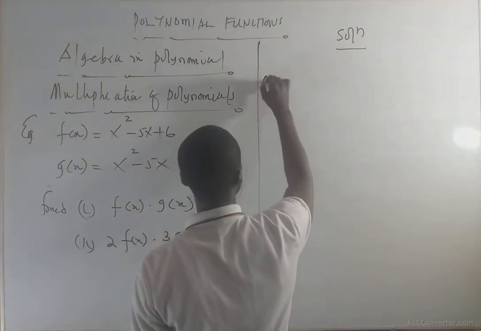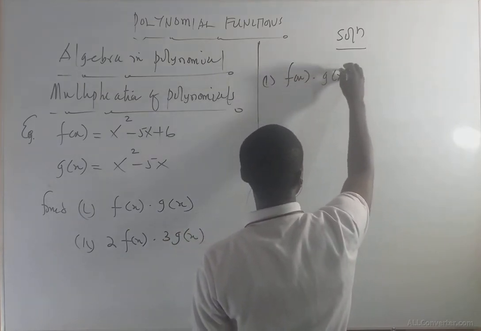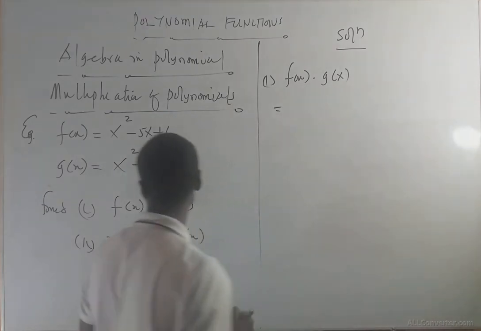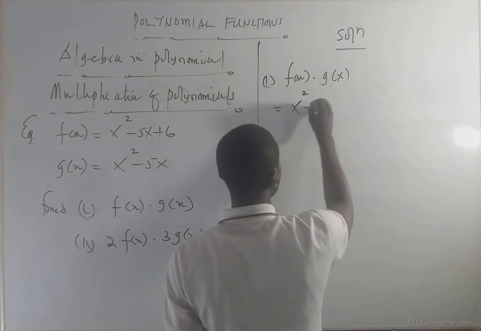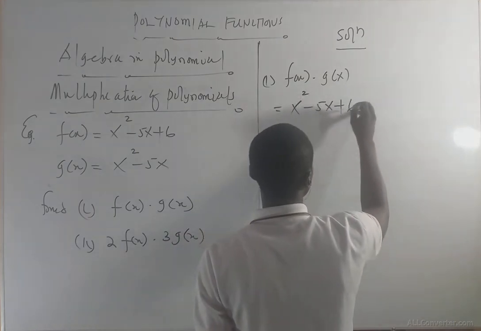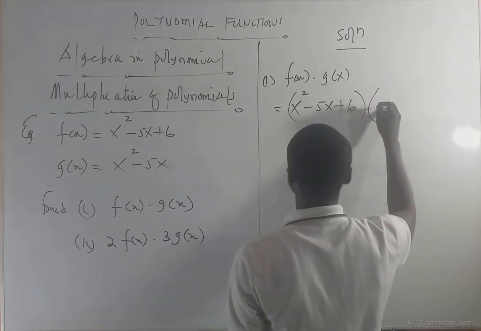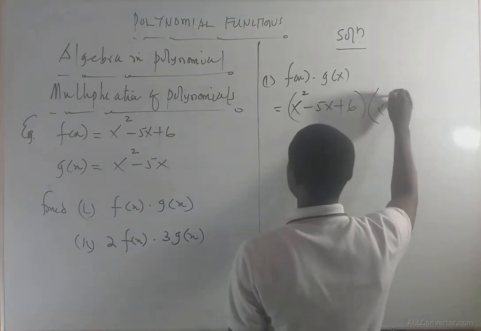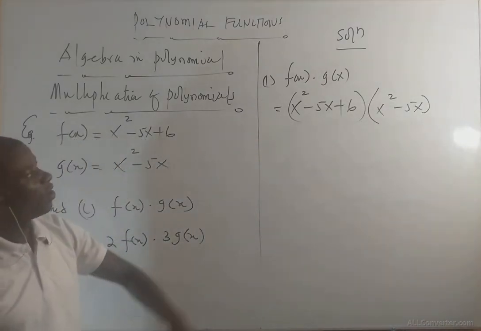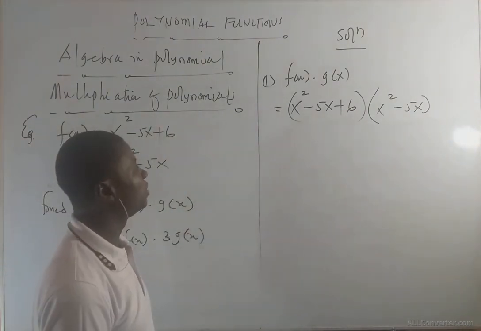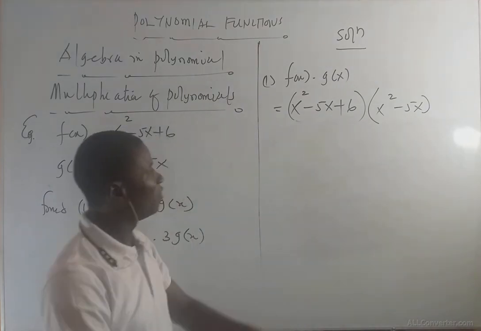Now the first one, we have to find f of x dot g of x. And this is equal to the f of x function, x squared minus 5x plus 6, multiplied by g of x, which is x squared minus 5x. Okay, so with the multiplication of polynomial functions, what we are going to do is each term in the first bracket will multiply the second bracket. At the end of the day, we simplify.